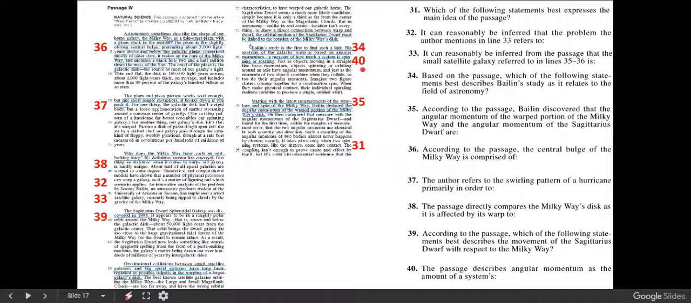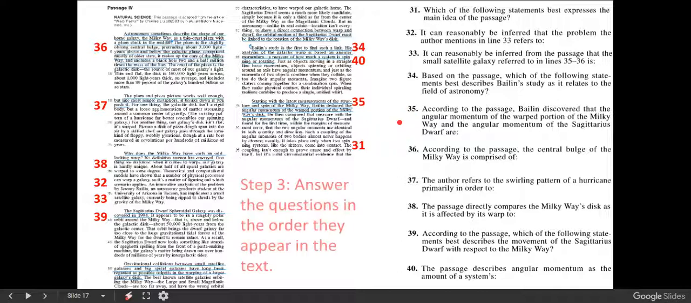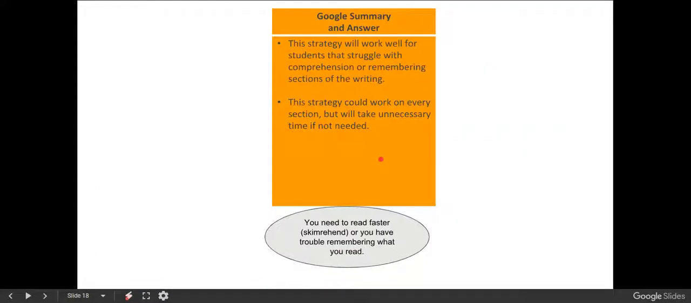Okay, so the reason we did this is just to reorganize the questions, which ACT takes out of order, and put them back in order of the passage. If you can do this quickly, I think it has benefit. If you had unlimited time, it has benefit. For some students, you might want to map the passage but not map the questions. It's up to you as what works best. Step 3 would be to answer the questions in the order they appear in the passage. So we start with number 36 and work our way down to number 31. Let's remember also that another strategy is Google Summary and Answer, where you write 1 to 3 words to describe what you just read in the paragraph.